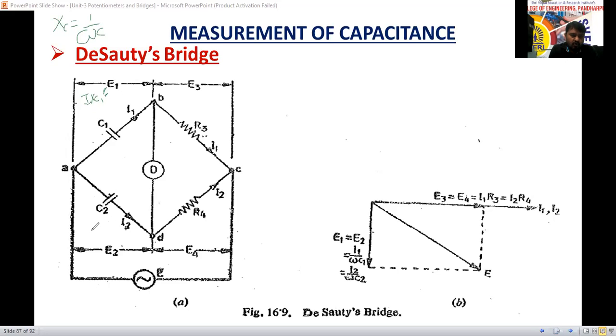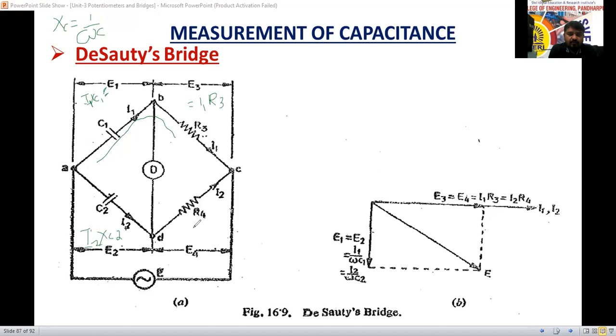Similarly, E2 equal to I2 XC2. Here capacitor C2 is there, so we are using XC2. Now E3 equal to what can you write here? At balanced condition, I1 is flowing, so the same current will flow here. So we can consider E3 equal to I1 R3.